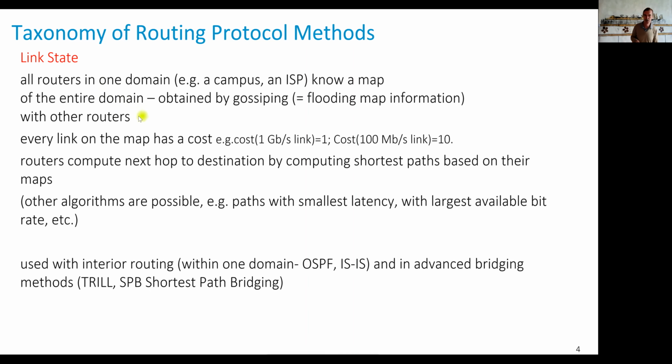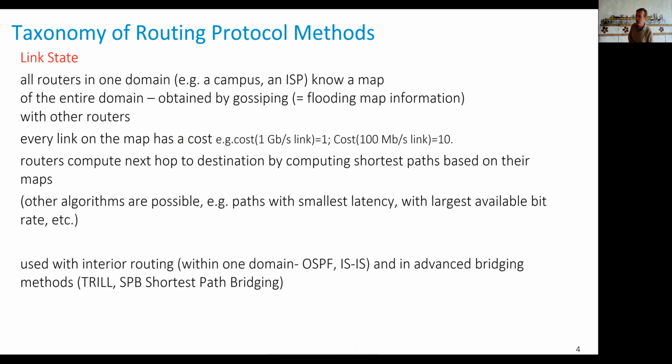This map is, of course, a network map, so it means it is a graph where nodes are routers and where links have a cost, where, like we saw for the spanning tree protocol, the cost reflects how much we would like this link to be used. So if we want a high-speed link to be used more than a low-speed one, we'll give a higher cost to the low-speed link. Routers compute next hop to destination. That's the goal of a routing protocol. And the classical way is by computing shortest paths based on this graph that they have.